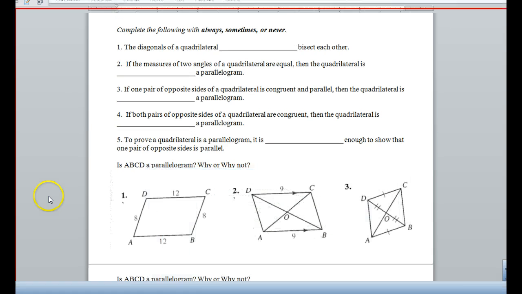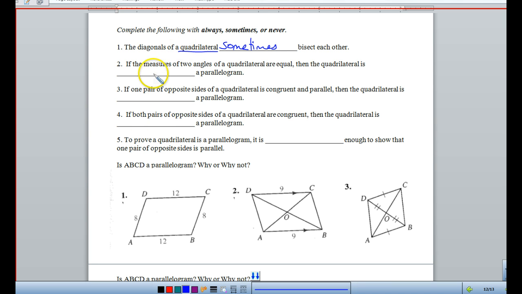So let's start with the first one. The diagonals of a quadrilateral bisect each other. The correct answer is sometimes, because not all four-sided figures have diagonals that bisect each other. If it said parallelogram, then our answer would be always.